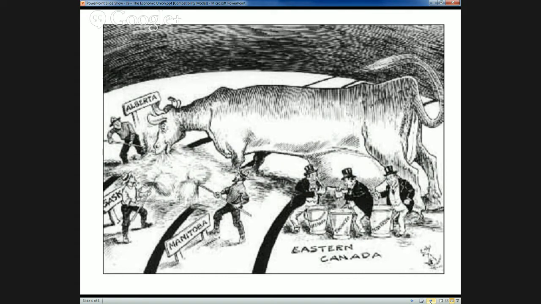And lastly, of course, the idea that natural resources would belong to the federal government as opposed to those provinces was a major irritant for folks in Western Canada, and really demonstrates the extent to which regional tensions have been tearing at the fabric of Canada's economic union from the beginning.